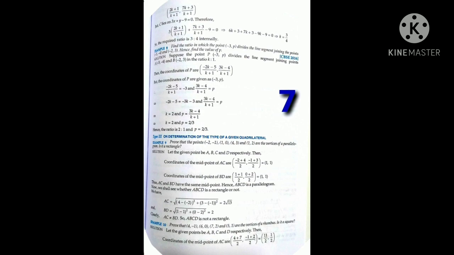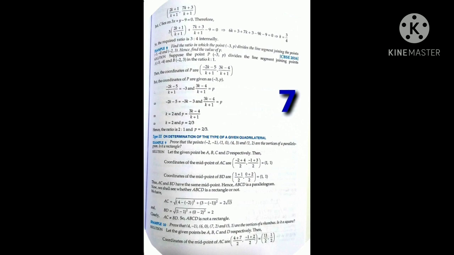So the most important criterion for a four-sided figure to be a parallelogram is that the diagonals of a parallelogram bisect each other. That means the diagonals will meet at a common point, right? And that point will be the midpoint of the diagonal. Very clear? So let the given points be A, B, C, D respectively. We will have a parallelogram ABCD.